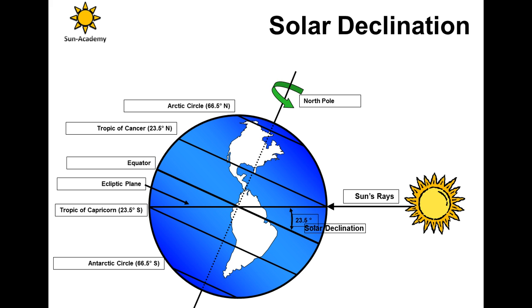Solar declination is the constantly changing angle between the Earth's equatorial plane and the Sun's rays, varying between minus 23.5 degrees and plus 23.5 degrees. And this takes place in a sinusoidal fashion.